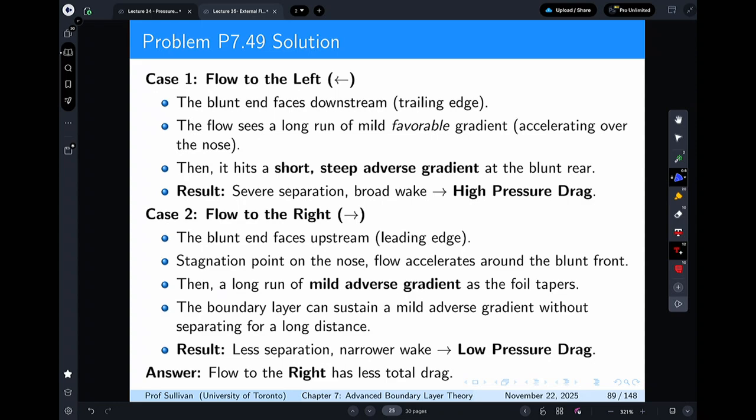If you go the way we traditionally go, flow to the right, the blunt end faces upstream, leading edge. Stagnation point on the nose, flow accelerates around that airfoil. You have a mild adverse gradient as the foil tapers. It's sort of longish, and then the boundary layer can maintain itself over that distance and continues downstream. Less separation, long, narrow wake, lower pressure drag. Flow to the right has less total drag.